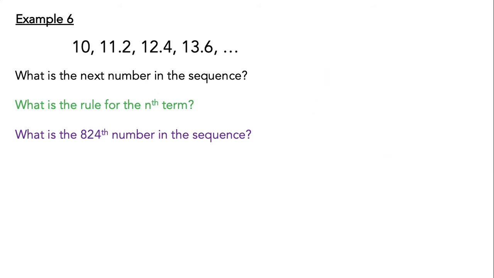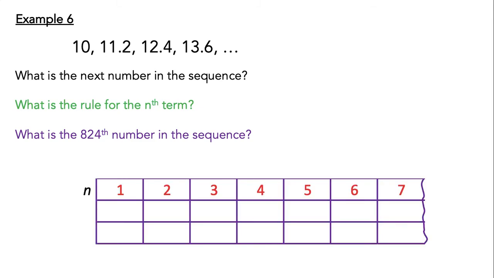Example 6. So again, pause the screen, have a go at the question, and then the answer's coming now. Okay, so making a table like that as before, we can see the numbers are going up by 1.2 every time. So that gives us a clue that 1.2 times wherever you are in the sequence is something to do with the rule. So if the rule is just 1.2 times the number in the sequence, you get 1.2, 2.4, 3.6, 4.8, 6, 7.2, 8.4. So you do get numbers that go up by 1.2 every time, but they're the wrong numbers because we want 10, 11.2, 12.4, and so on.